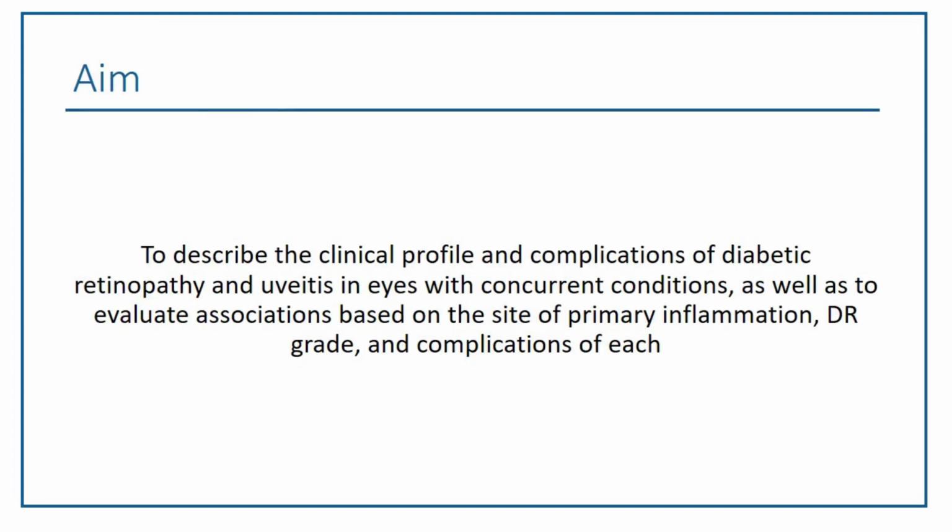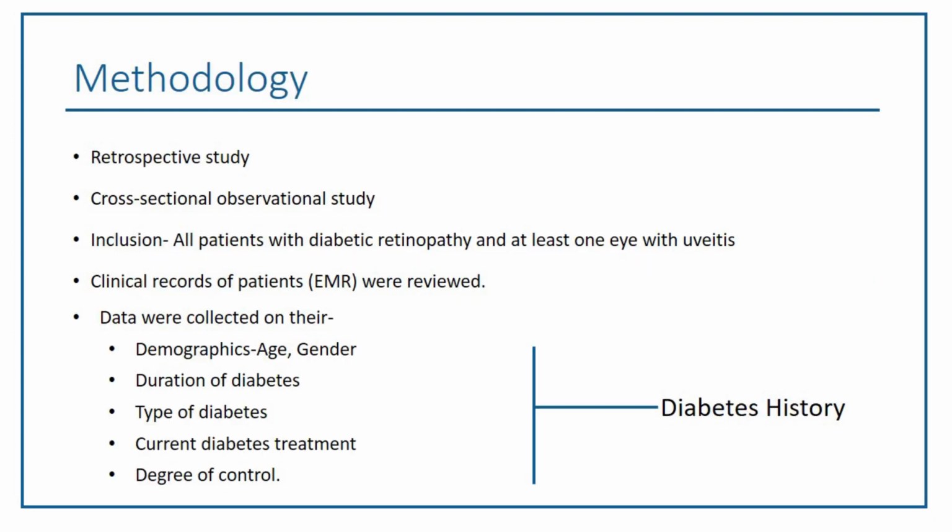The article is currently in press. The aim of our article was to describe the clinical profile and complication of diabetic retinopathy and uveitis in eyes with concurrent condition, as well as to evaluate associations based on the site of primary inflammation, diabetic retinopathy grade, and complications of each. Coming to the methodology of our study, it was a retrospective study, which was cross-sectional and observational.